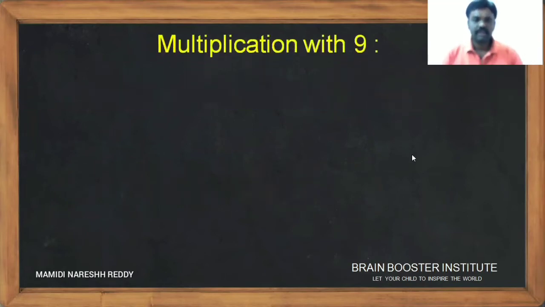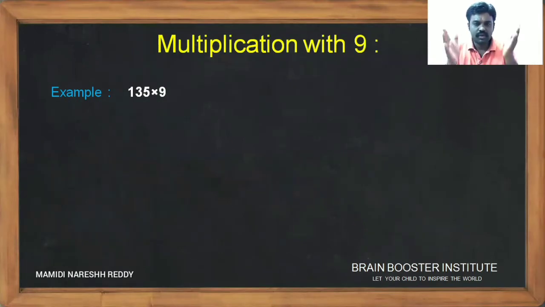First, let us learn how to multiply by 9 in less time by using the Vedic math theorem. Let us take one example: 135 into 9. It's simple. There are two steps to complete this multiplication, and we can complete it within seconds. Immediately we can say that 135 into 9 is equal to 1215. Do you want to learn? Let's see now.